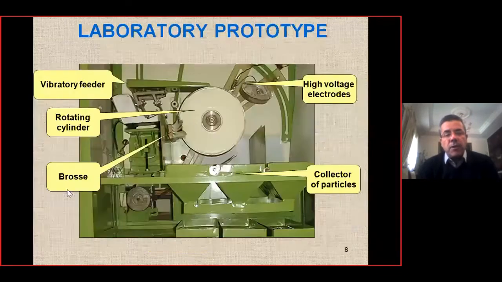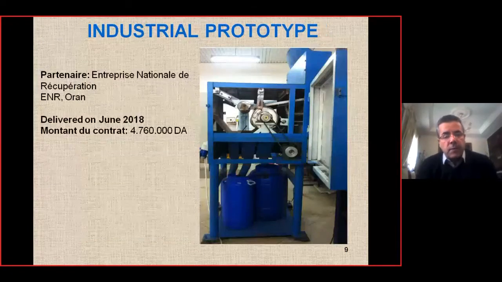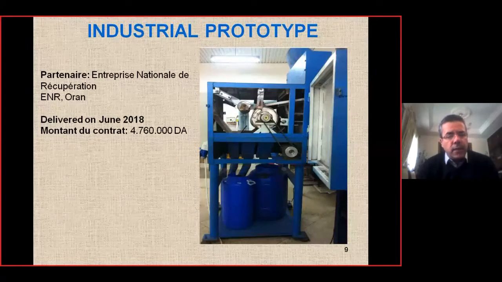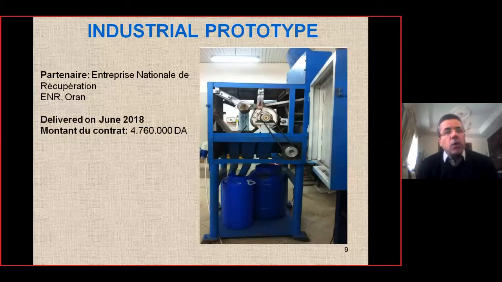Here is the laboratory prototype that was developed in 2004. We can see the main components: the vibratory feeder, rotating roll, high voltage electrode, and the collector with 3 compartments. This is an industrial prototype that was developed by our laboratory in 2018. It was delivered to a national company here in Algeria, Entreprise Nationale de Récupération in Oran. It is still used now for recovery of electrical cable wastes.